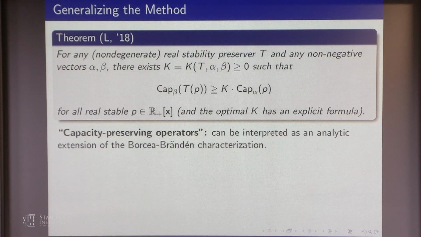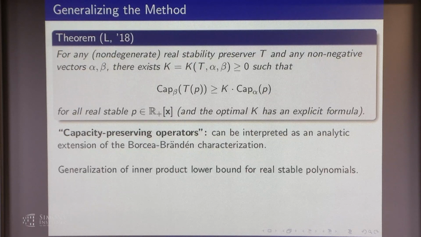So the way that I typically interpret this is that it is some kind of analytic extension of that characterization. The idea being that, if you have some operator T which preserves real stability, not only does it preserve real stability, but it also preserves capacity. That's maybe one way you could say this. There's some multiplicative bound on how much capacity can go down. And this fact is exactly the fact that Gurvits used in the proof of the previous theorem. We successfully used this property, and this gave us some lower bound. Okay, so that's how I think of this.